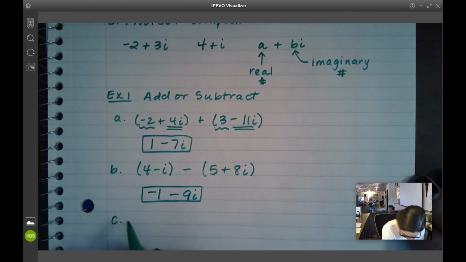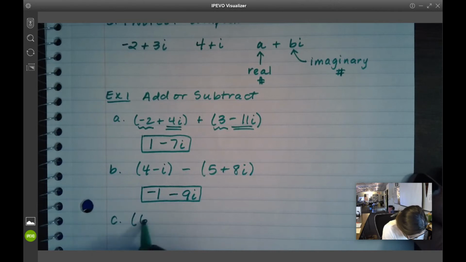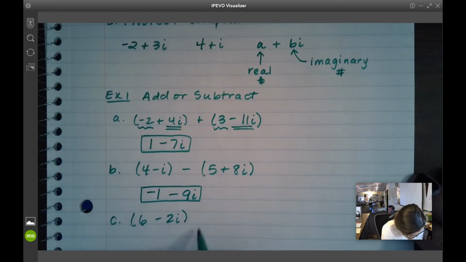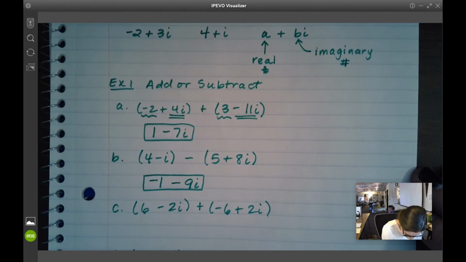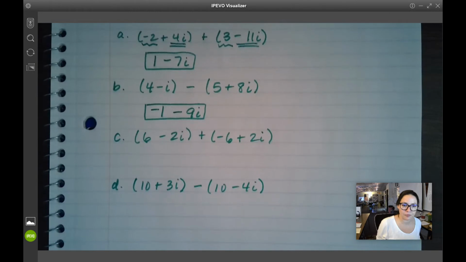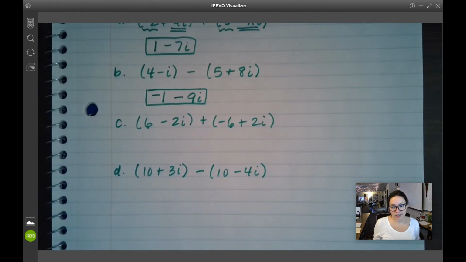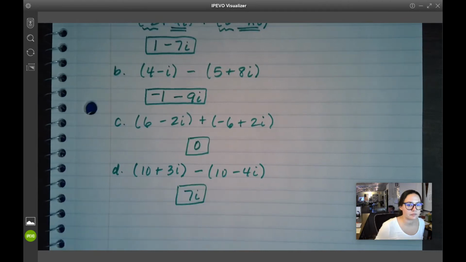All right. 6 minus 2i plus -6 plus 2i. And 10 plus 3i minus 10 minus 4i. I would like you to try these on your own. So please pause the video and take a couple minutes. Try these problems on your own. When you think you have the answers, come back and see how you did.